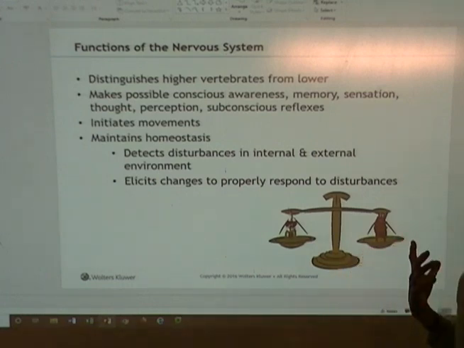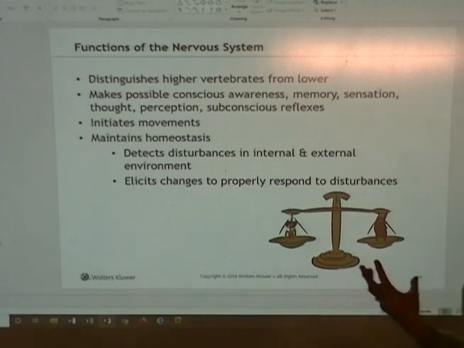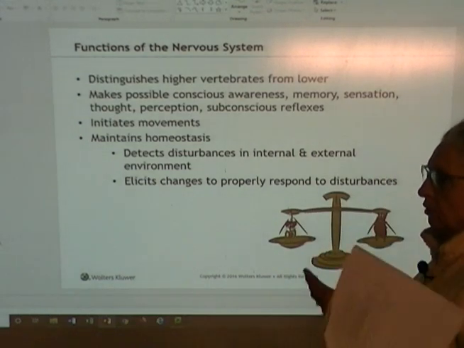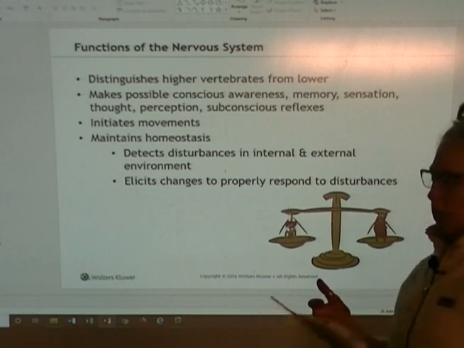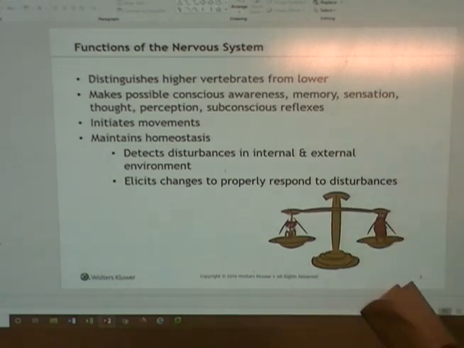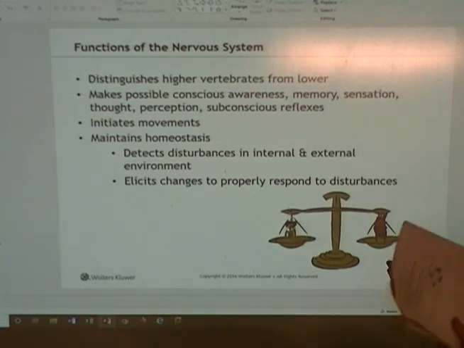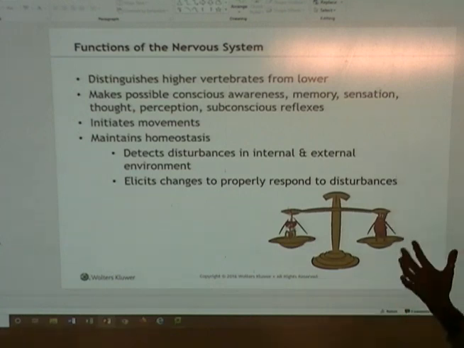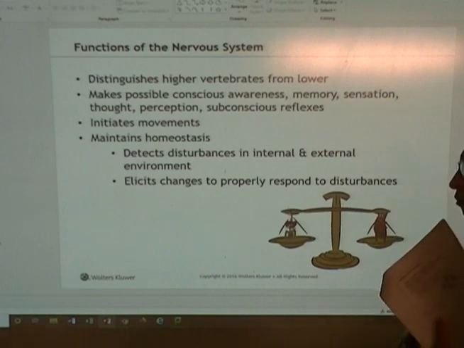So our very advanced nervous system is one of the things that distinguishes us from lower vertebrates and insects and fish and other things like that. It allows us to have a conscious awareness of our surroundings and of ourself. That's something quite unique to higher vertebrates, that they can recognize that they have a self.